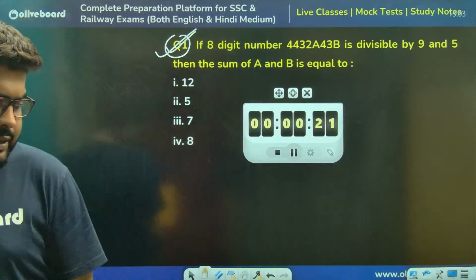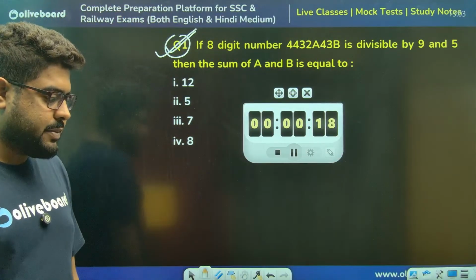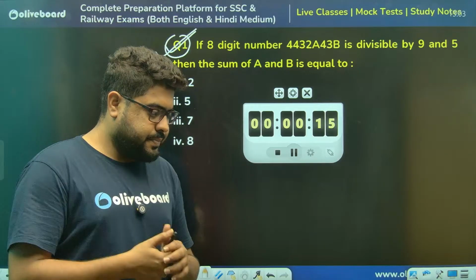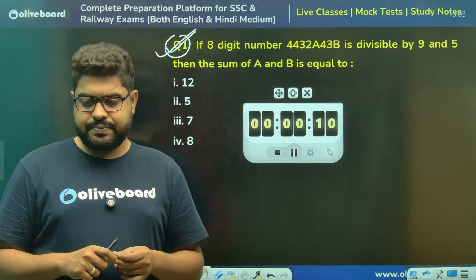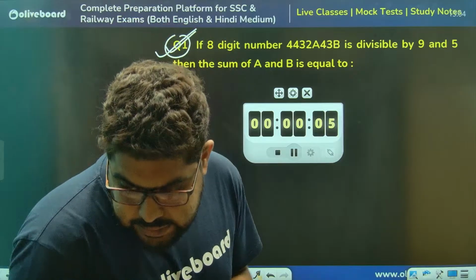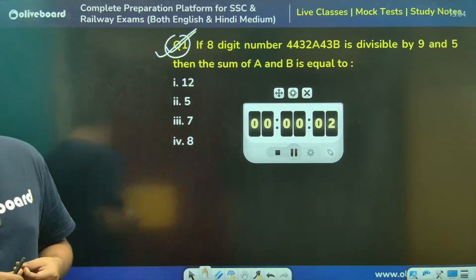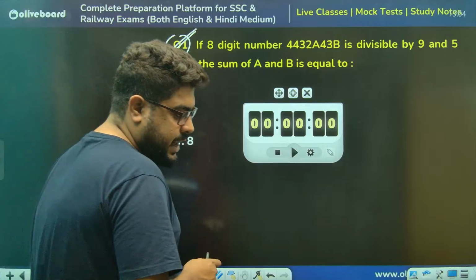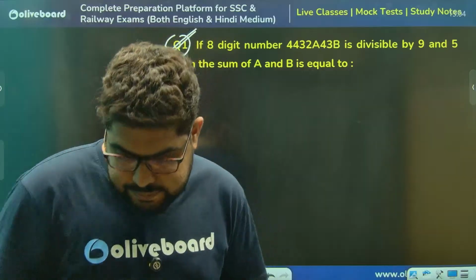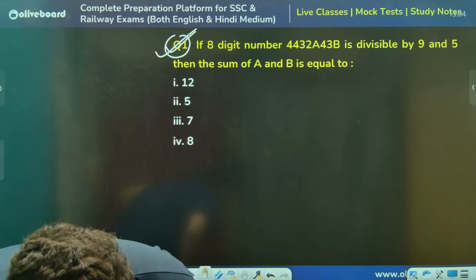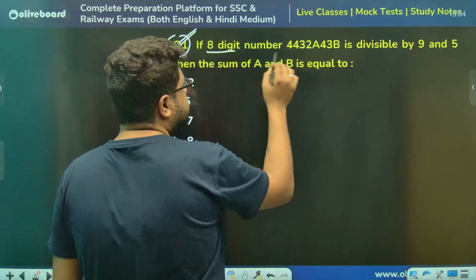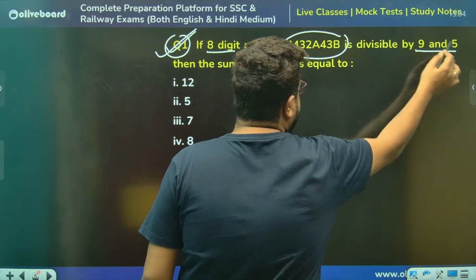Please solve, I need the answers from everybody. Jaldi, need answers. Time is up. Any answers? Anyone? It is an 8-digit number, and this one is divisible by both 9 and 5.